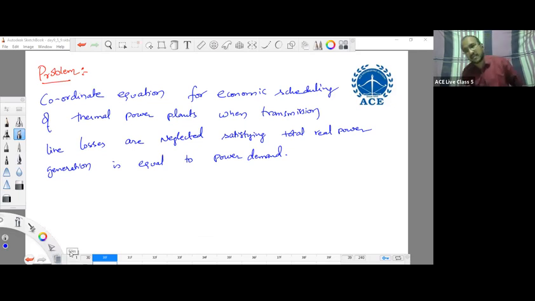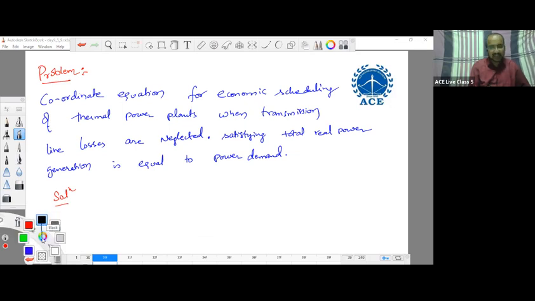So what is being asked? What is the coordinate equation for economic scheduling of thermal plants when the transmission line losses are neglected and satisfying what? Total real power generation must be equal to power demand. So we need to satisfy this and we should schedule that. So how do you find the solution for this?